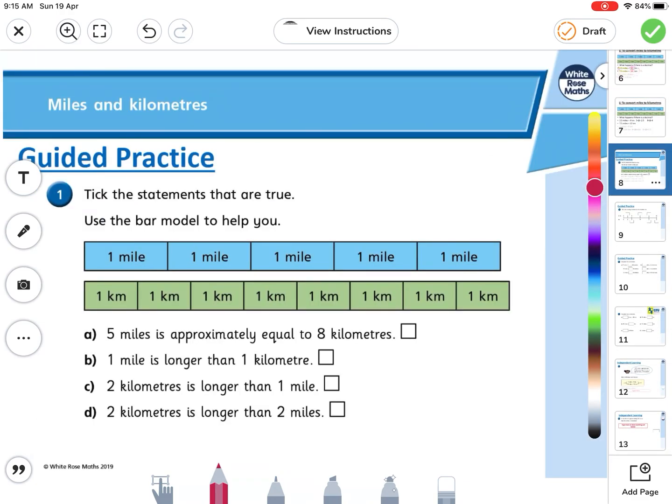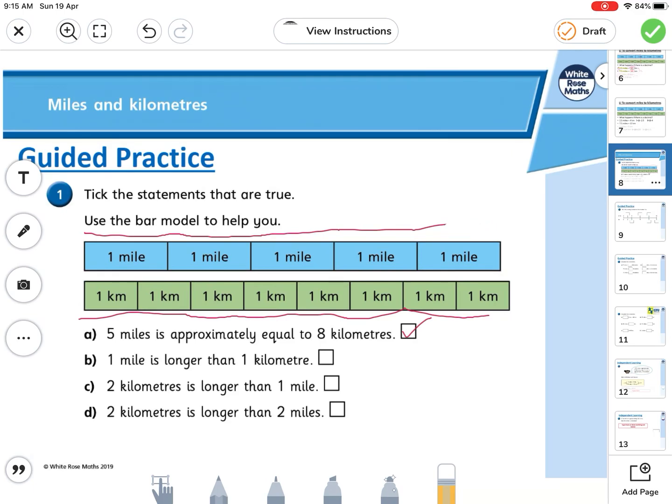Okay, so this is where you started your real work for today. It says, tick the statements that are true, use the bar model to help you. So A, 5 miles is approximately 8 kilometres. Well, we discussed that already on one of the first pages. That is true, because we have 5 is approximately 1, 2, 3, 4, 5, 6, 7, 8 kilometres. So that is definitely true.